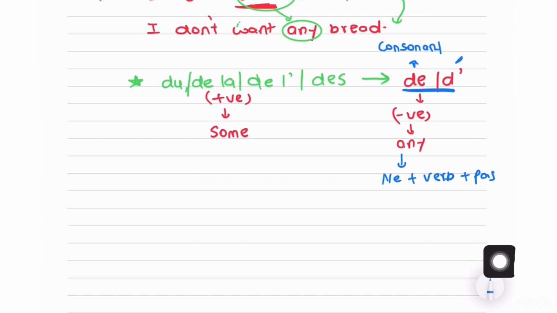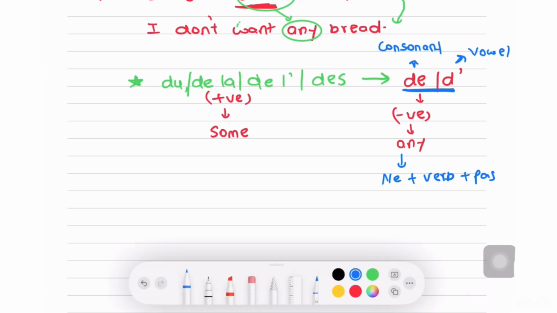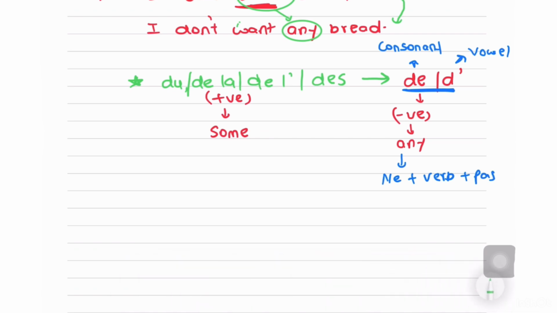Okay, so gender does not matter, whether it's masculine, whether it's feminine, whether it's plural, whether it's singular, we use de. This one, d', is only and only used for the words that start with a vowel. Okay, as long as it starts with A, E, I, O, U and H, we will use d' in the negative sentence. It does not matter whether it's singular or plural, masculine or feminine, we will use d'. Now one mistake that students make all the time is that they mix these two up. So what you need to understand, these four are separate. All four of them mean some, and these two are separate, they mean any.